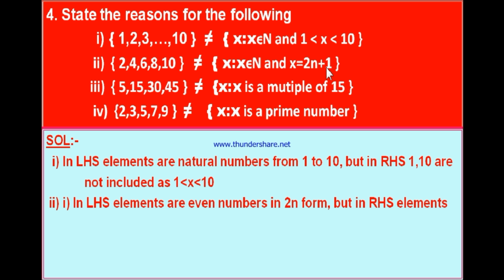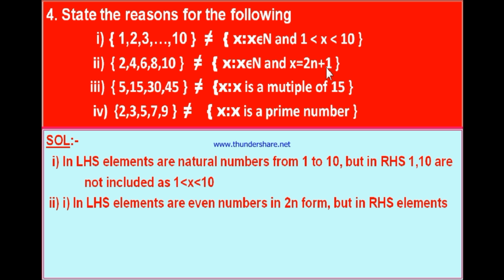All these are even numbers. But if you look at the RHS, you are given that x is equal to 2n plus 1, and x is a natural number. In the place of n you can write 1, 2, 3, 4, etc. If you write n is equal to 1 you will get 3. If you write n is equal to 2 you will get 5. If you write n is equal to 3, 6 plus 1 is 7.